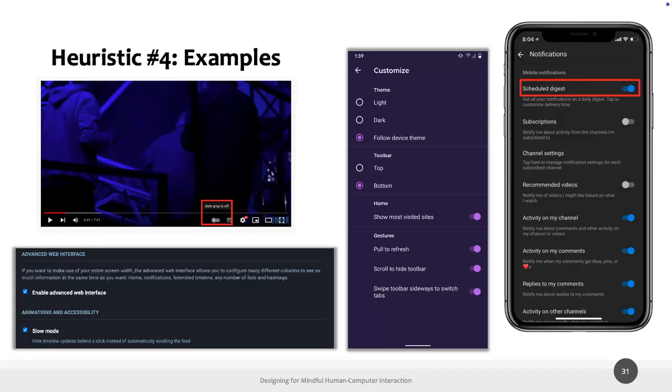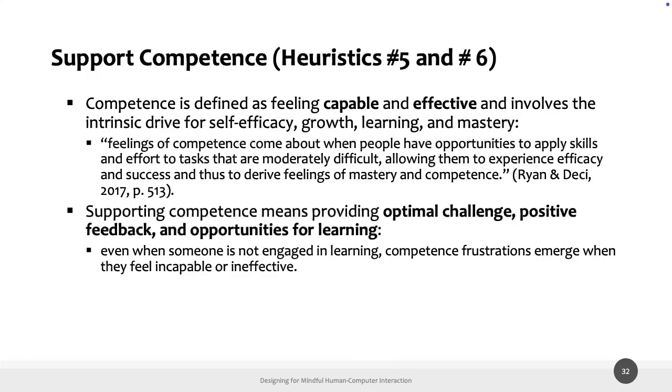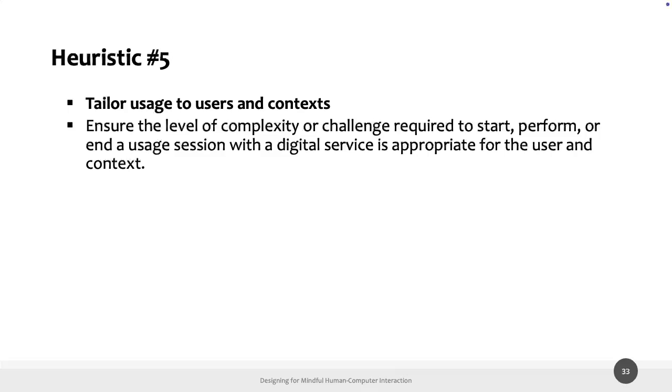And this can be activated by the user, so it's a personalization option. Then we have two heuristics about competence, so feeling capable and effective, learning something with the technology. The first one is tailor usage to users and context. Ensure the level of complexity or challenge required to start, perform, or end a usage session with a digital service is appropriate for the user and for the context.